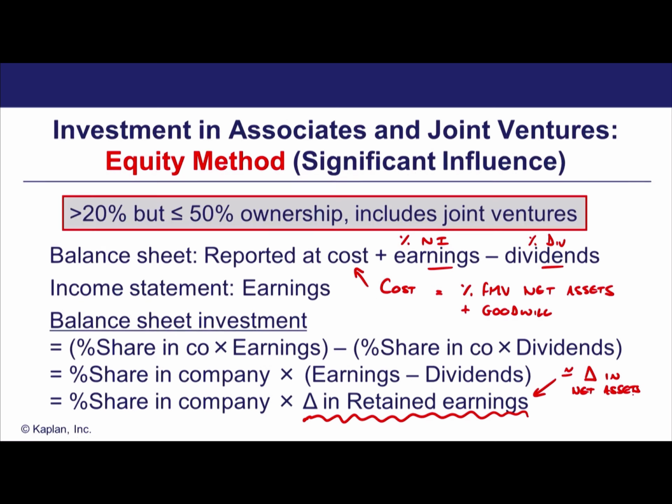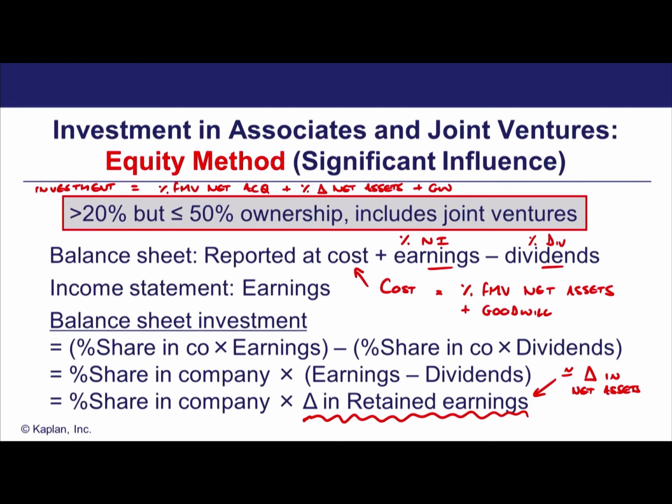Okay, so therefore, at the year end, our investment in the balance sheet, our one-line consolidation, is going to be made up of three component elements. It's going to be made up of our share of the fair market value net assets at acquisition, plus our share of any change in net assets, plus the goodwill. Really what we want you to take away from here is that the balance sheet investment is changing by our share of the change in retained earnings of the associate.